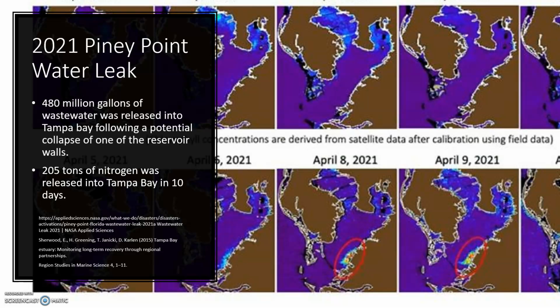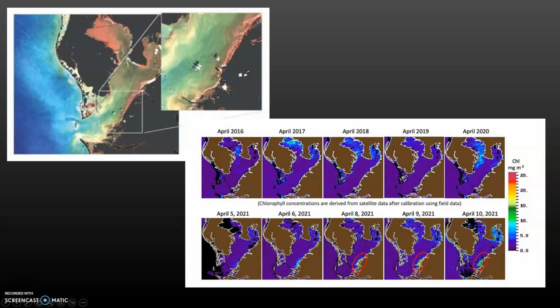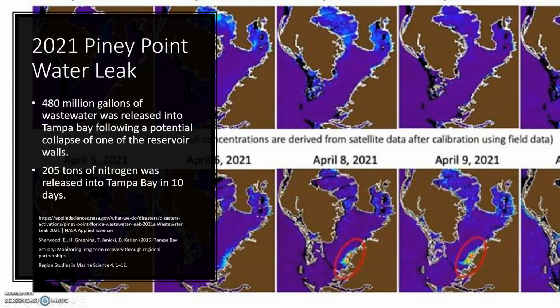I wanted to give an example of a local instance of this where these nutrients led to a large algal bloom that damaged the ecosystem. So Piney Point in 2021, there was a water leak where 480 million gallons of wastewater was released into the bay, as you can see in here, and I have a better picture on the next slide. You can see through the few days that they had satellite imaging from NASA, you can see the growth due to that nutrient in the water. You can see an aerial photo here.